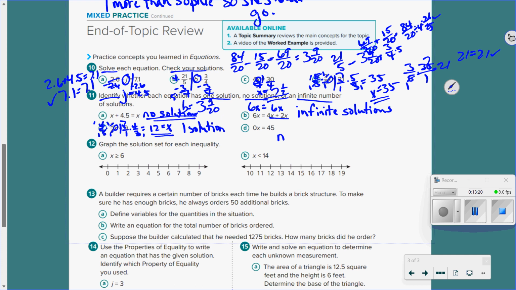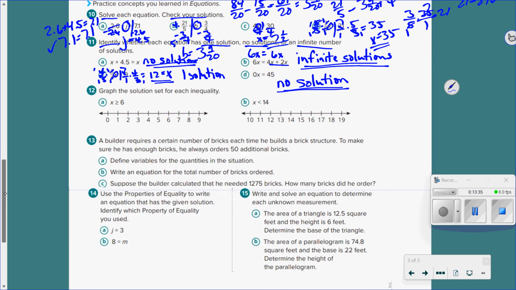Okay, graph the solution set for each inequality. Careful, key things to focus in on. Do I have that equal sign? That means the difference between an open and closed circle. So in this case, I know it's going to start at 6, and it is equal, so that's a closed circle. So that's the first thing you can do. The next thing you do is figure out which way it's going. X is greater than that.